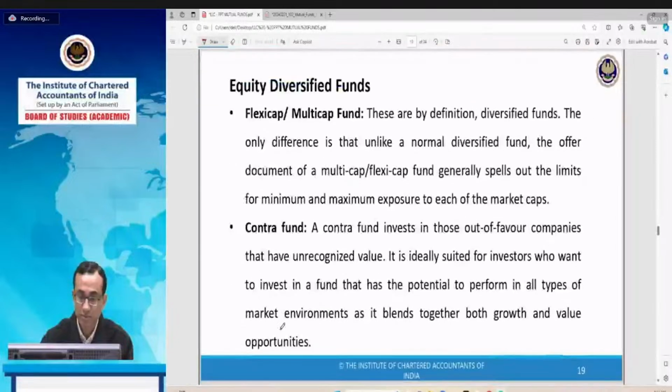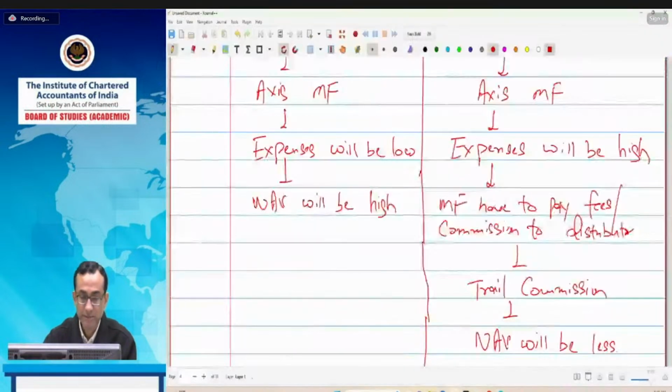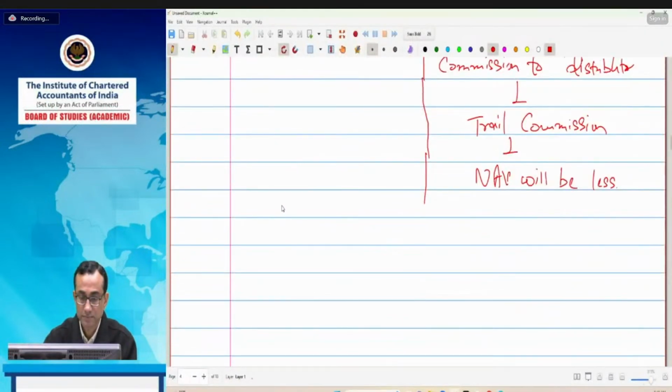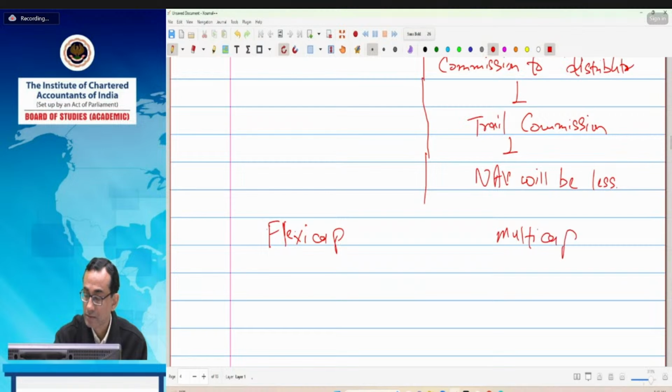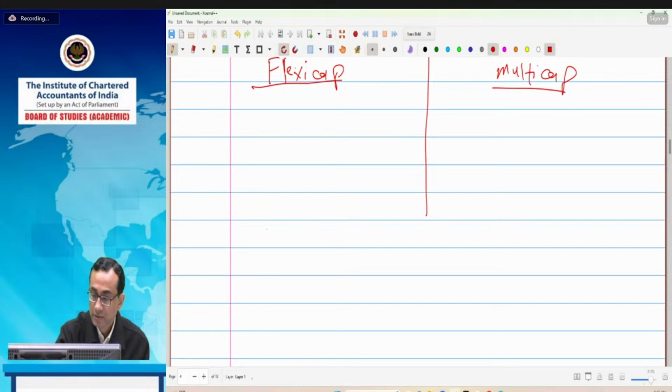Now come to another important concept, which is flexi cap and multi cap. I will take some time to explain this. Flexi cap fund and multi cap fund. In flexi cap, as the name suggests, there is flexibility. Flexibility as to what? Flexibility as to capping.